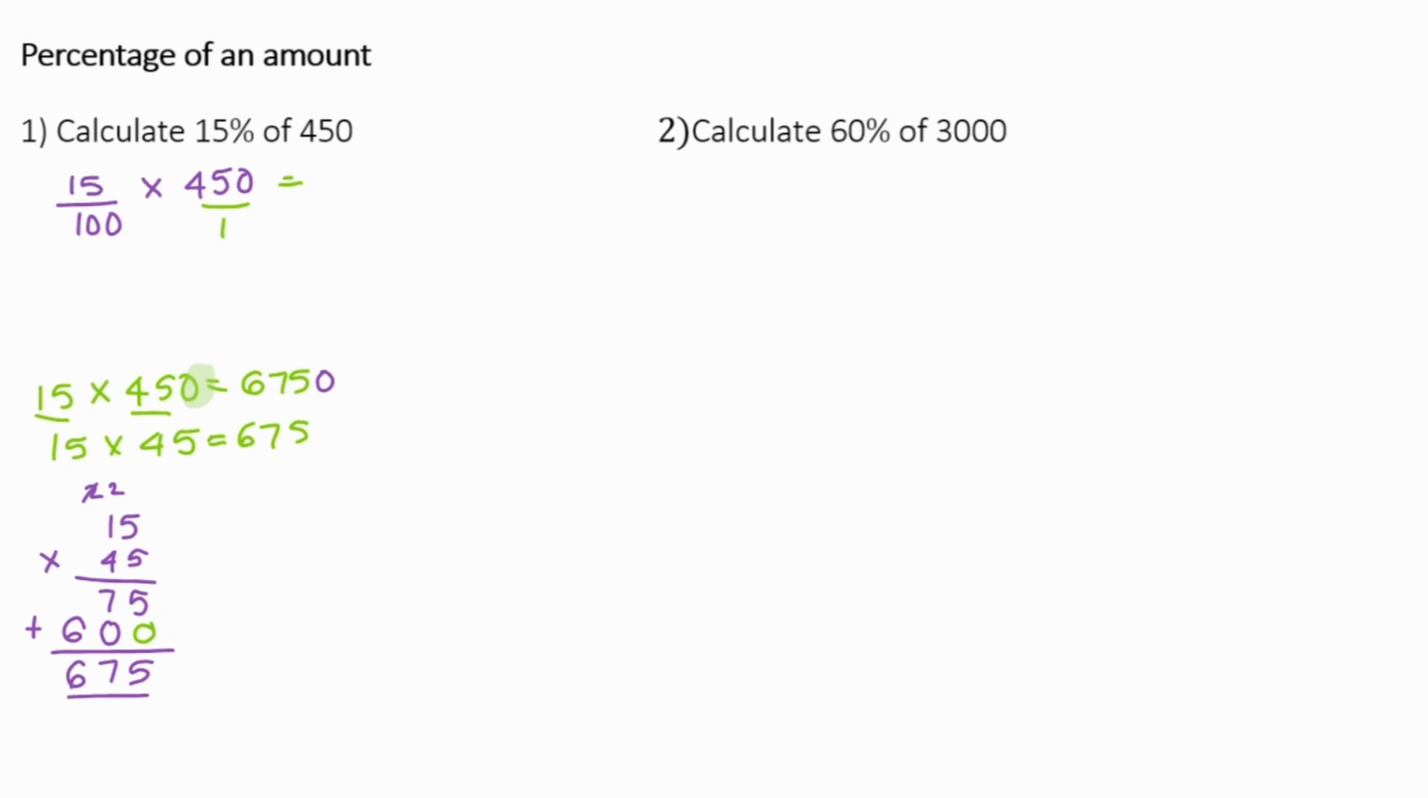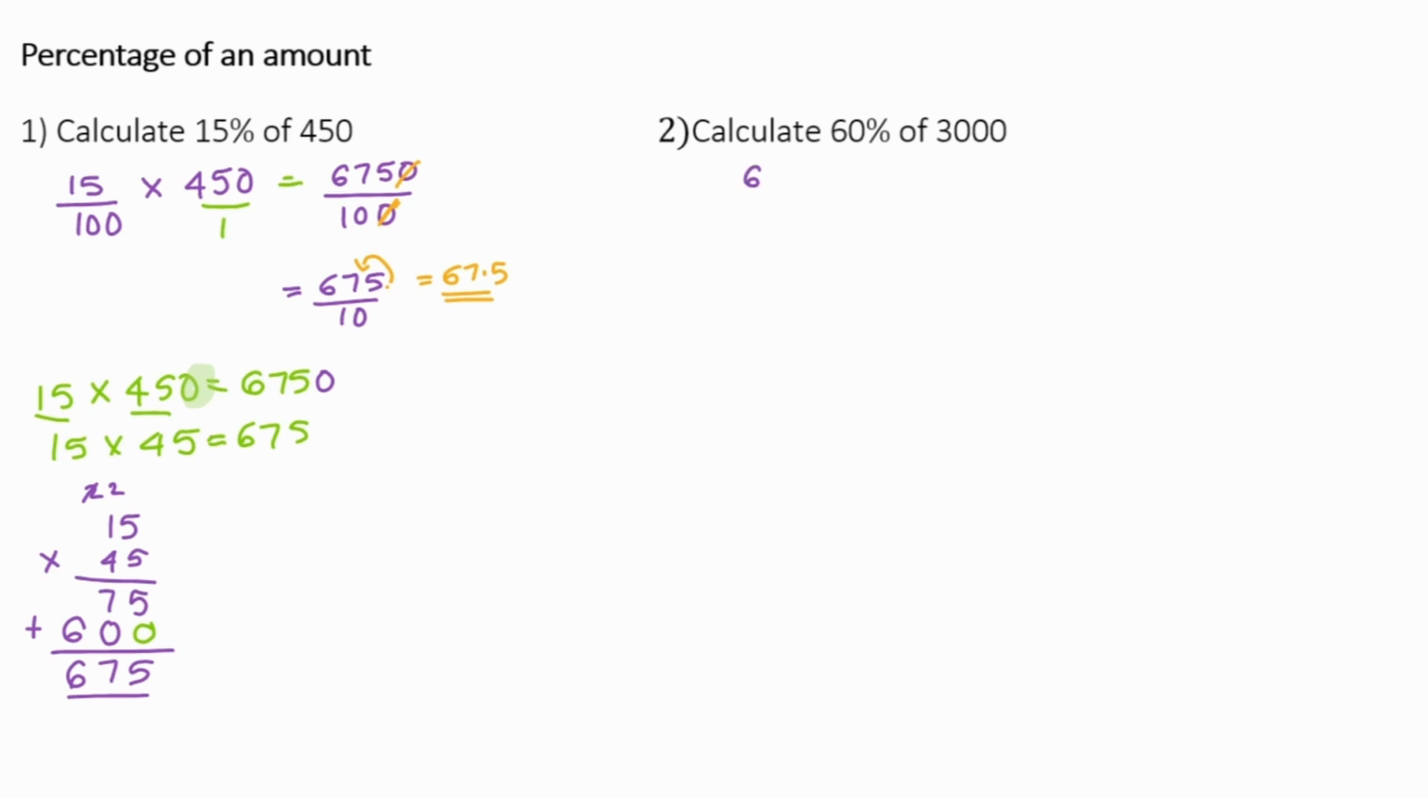So it gives me 6,750. 100 times 1 is 100. So my denominator will be 100. Now I can cancel out one of the zeros in the numerator with the denominator, and this now becomes 675 over 10. Now we know that this also means 675 divided by 10, and we know that when we divide numbers by 10, the decimal point moves to the left. So my answer is therefore going to be 67.5.